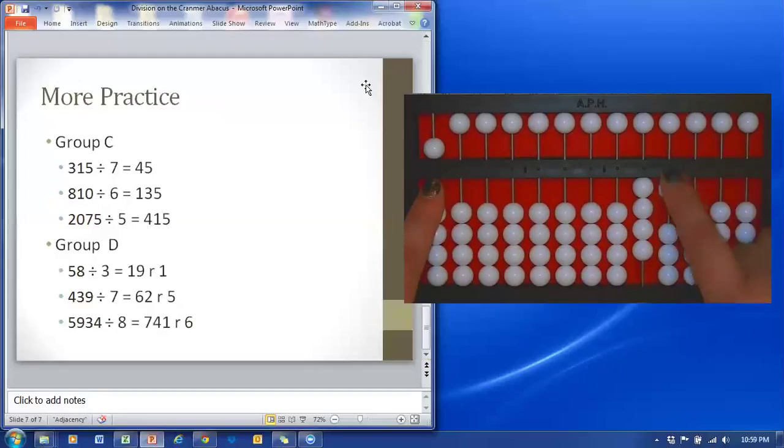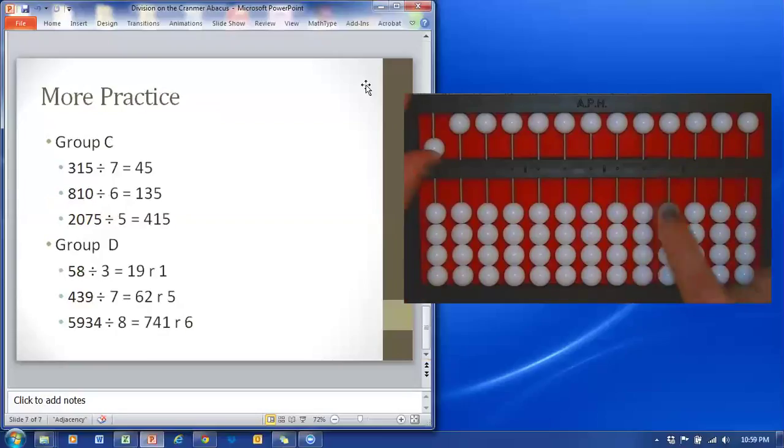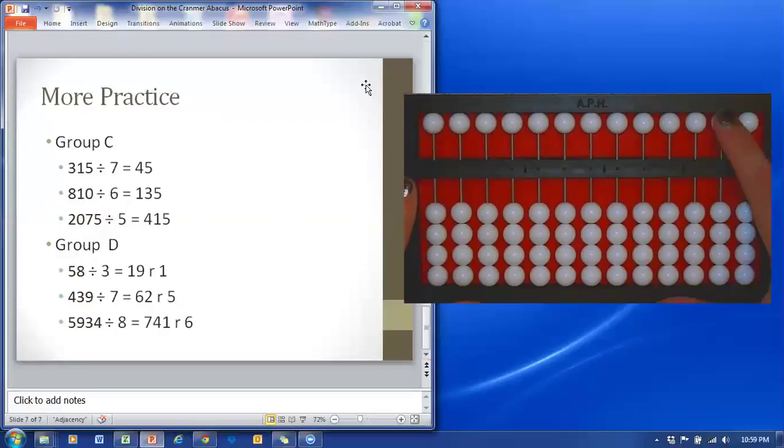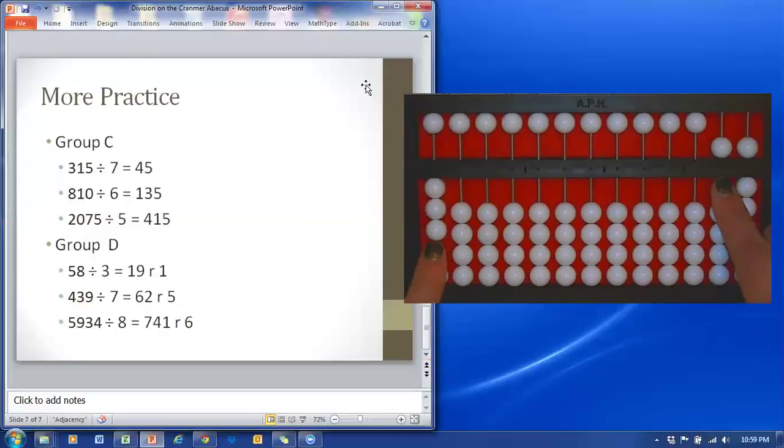Okay, the final group, Group D, everything is still the same except that we're going to have some remainders this time. So we're going to start out with a 2-digit number, 58, and we're going to divide by 3. So 3 goes into 5 1 time, move over 2 columns and place that 1. 3 times 1 is 3, so I need to subtract off 3.